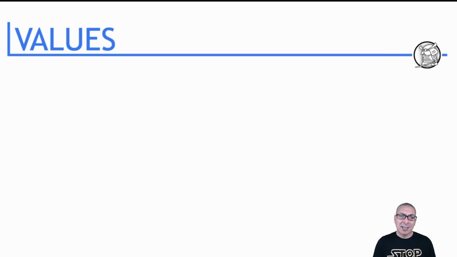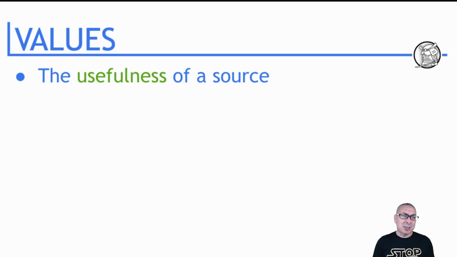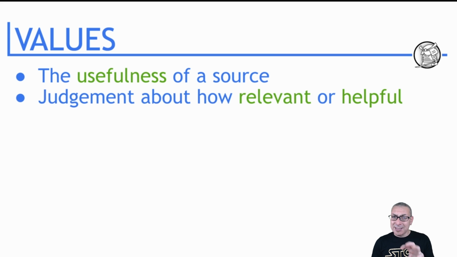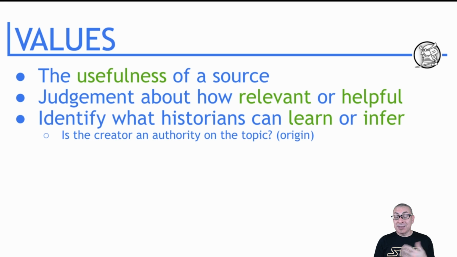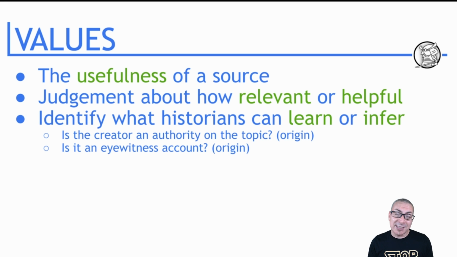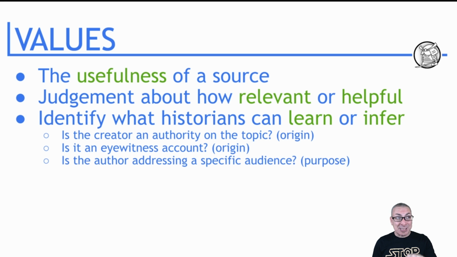So the values. The values really, it just means the usefulness to an historian, right? What can a historian learn from the source? Giving a value is making a judgment about how relevant or how useful the source is for the historian. So you have to identify what historians can learn or infer from the source, essentially. Is the creator an authority on the topic? So the origin could be an historian who is an expert in that topic in history. Is it an eyewitness account? That's a value of an origin. Somebody was there.